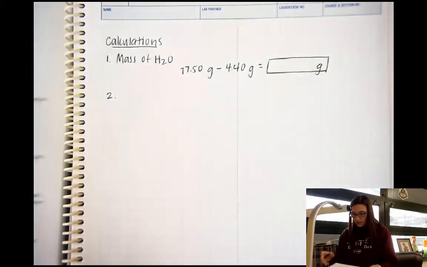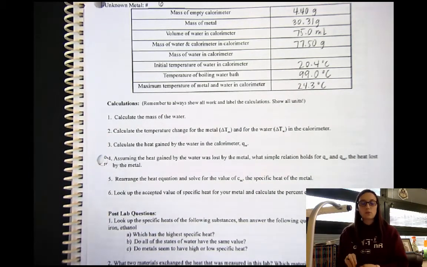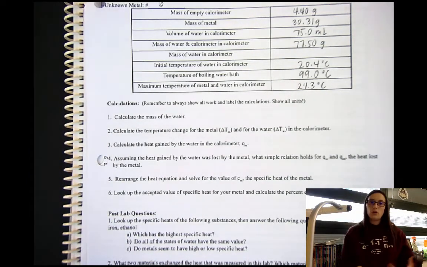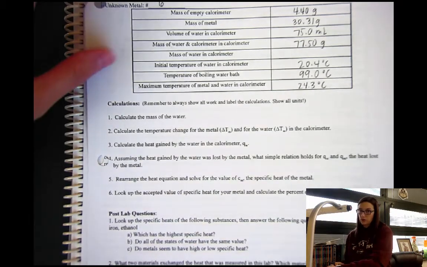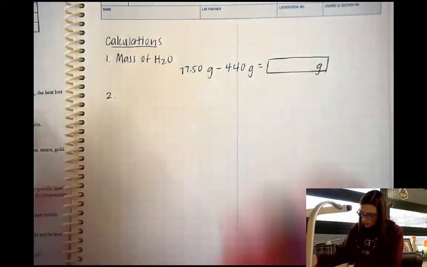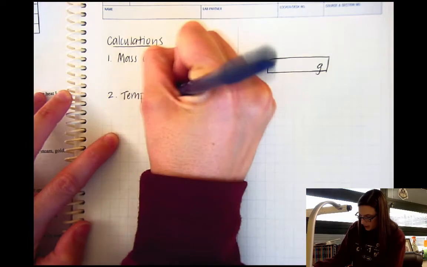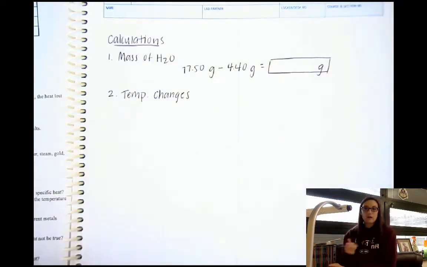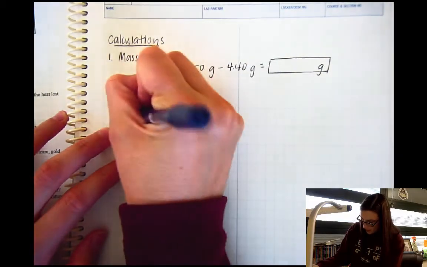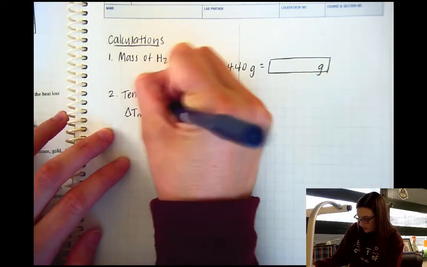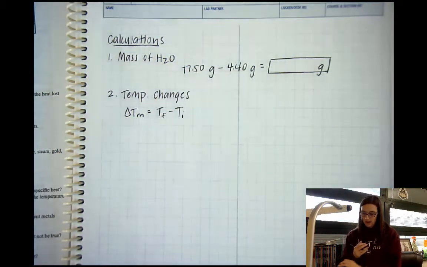The second calculation says calculate the temperature change for the metal and for the water. So you only need to show the temperature change calculation one time, then you can just write the answer for your other one. I'll label this temperature changes, and I'll show a calculation for one of them. So I will show it for the metal. Delta T of the metal is T final minus T initial. Remember that delta T could be positive or negative.